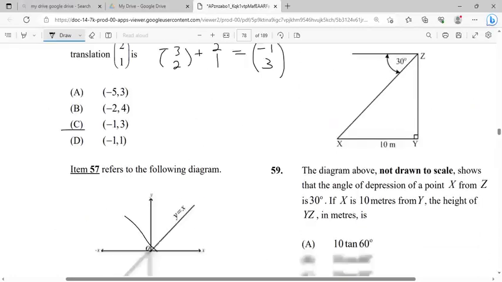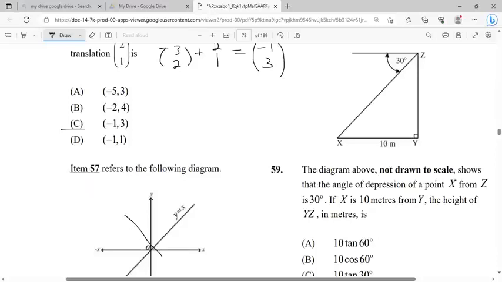The diagram, not drawn to scale, shows the angle of depression at a point x to z. If x is 10 centimeters, then what's y? So here would also be 30, and then you have opposite over adjacent, so that's tan.